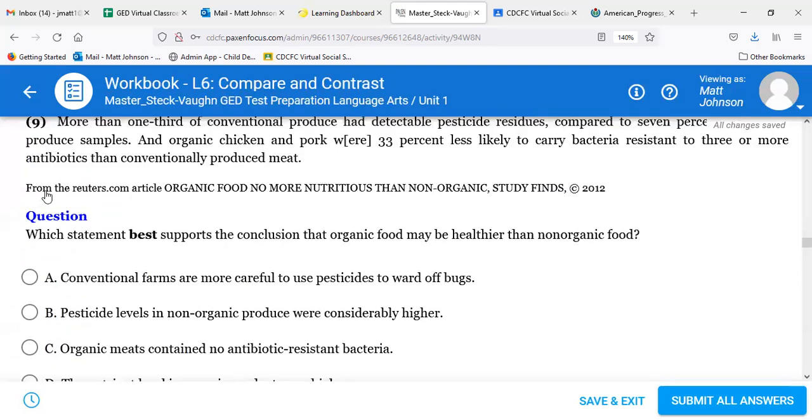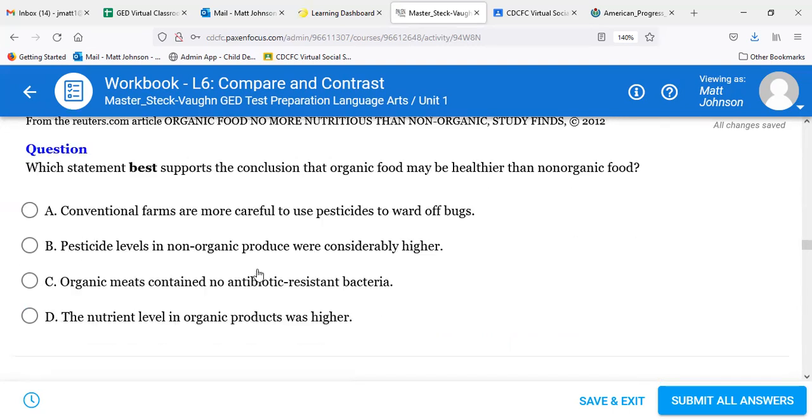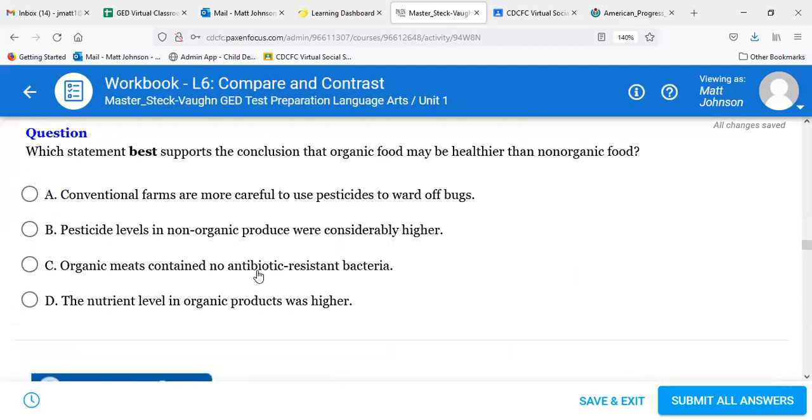6. So which statement best supports the conclusion that organic food may be healthier than non-organic food? So is it A, conventional farms are more careful to use pesticides to ward off bugs? B, pesticide levels in non-organic produce were considerably higher? C, organic meats contained no antibiotic-resistant bacteria? Or D, the nutrient level in organic products was higher? What's our correct answer here?